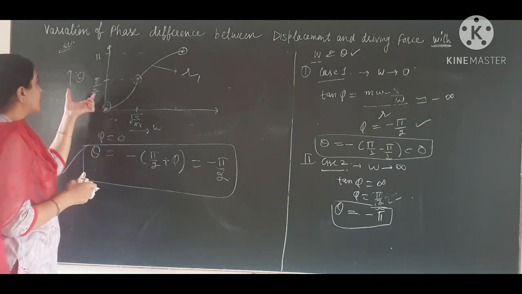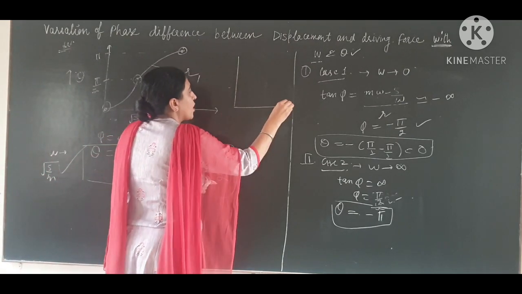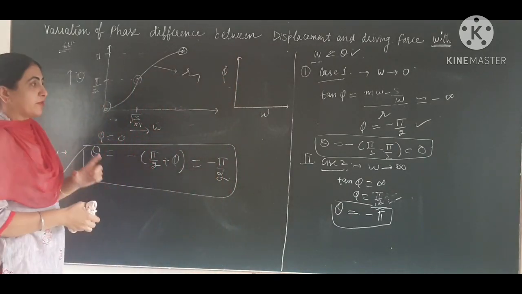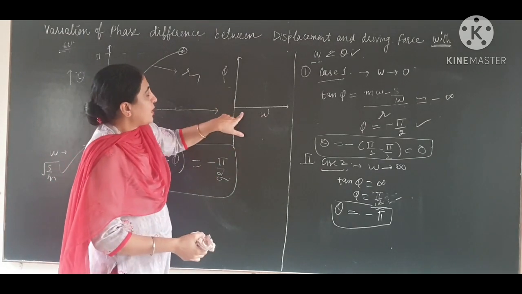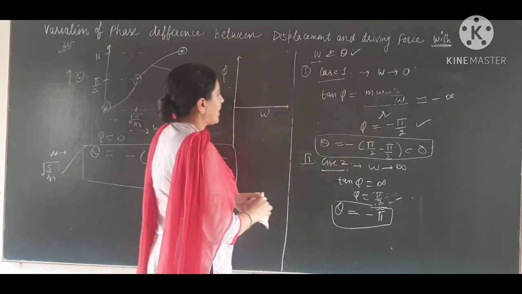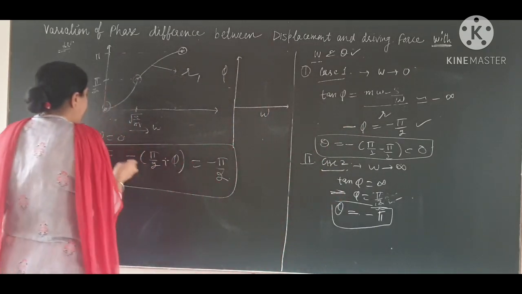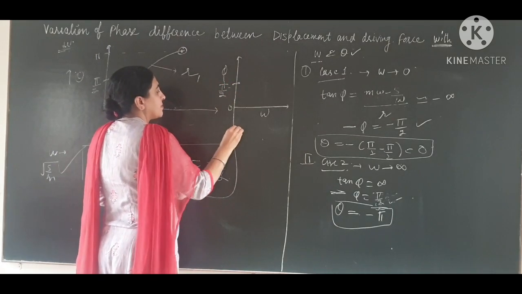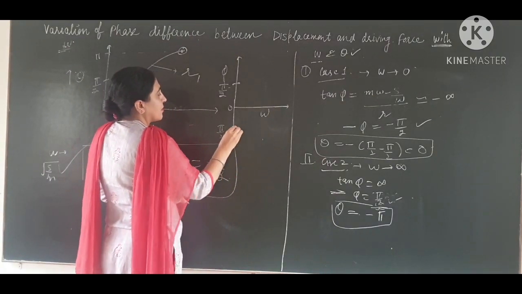So this is about the graph between theta and omega. In the same way, you can plot a graph between omega and phi. Now phi can be negative, because we have negative phi values. So when omega is 0, what about phi? Phi is pi by 2. So phi has three values: plus pi by 2, 0, and minus pi by 2. So take here pi by 2, 0, and minus pi by 2.